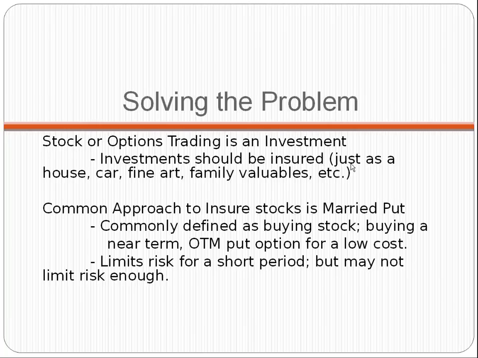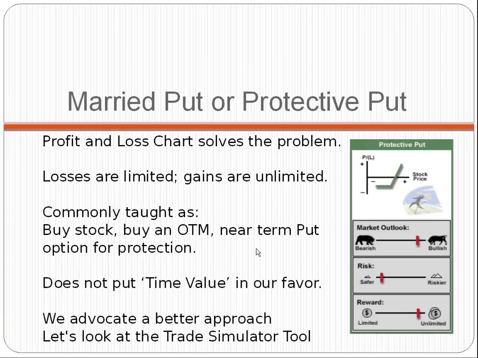The common approach to insure stocks is the married put. And as you all know, if you read any free information at your broker, for example, the married put is commonly defined as buying stock and buying a near-term out-of-the-money put option for low cost, much like the portion I would do in a standard collar. The problem is it limits risk for only a short period, and it may not limit risk enough. If I'm buying an out-of-the-money put, of course, I still might be risking 10, 12% because the insurance policy doesn't kick in until the stock hits that lower strike price.